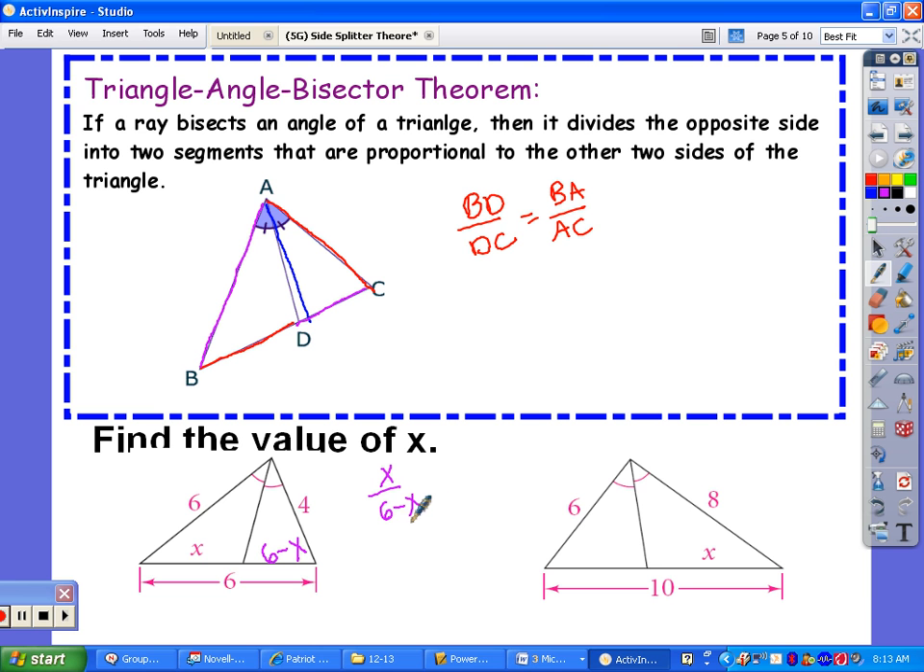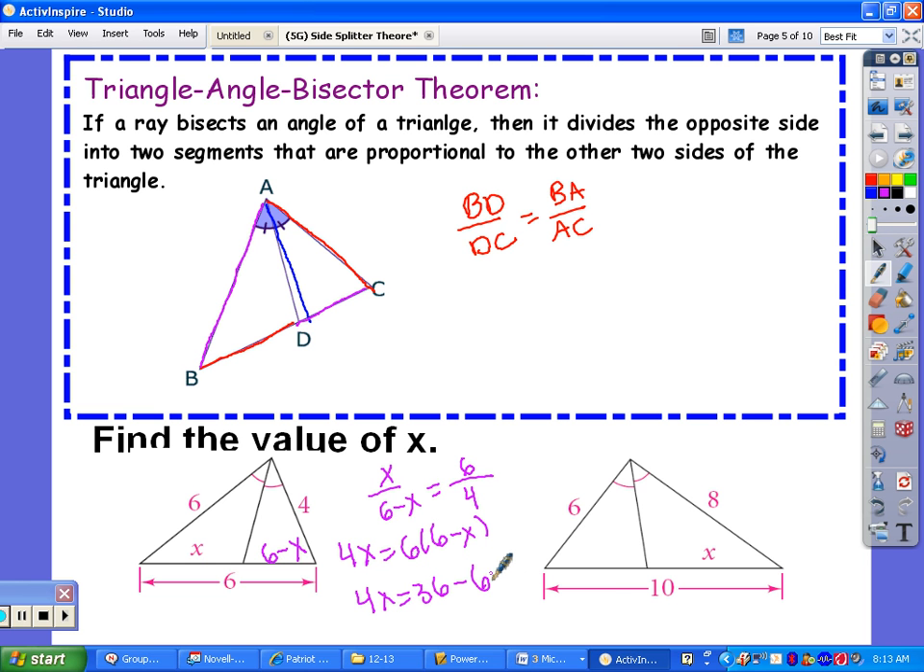We're going to make a ratio of that, and that has to be equal to the ratio of the sides. Now, the segment of x is not touching the 4, so the 4 has to be across from it, which means the 6 has to be on top. And then we cross multiply to solve. So I'm going to do 4 times x is equal to 6 times the quantity of 6 minus x. And then again, you have to distribute and solve for x.